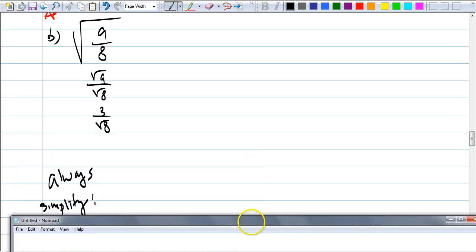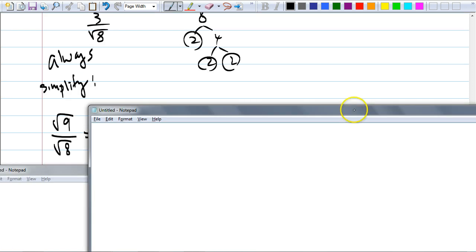Always simplify. What's the square root of 8, guys? Before you do anything else, you should always simplify. You shouldn't just blindly multiply top and bottom by the square root of the denominator. What is the square root of 8? Everybody go ahead and figure it out. You've got to simplify that first, then you can get rid of the square root. I'll wait. Go ahead, everybody try.